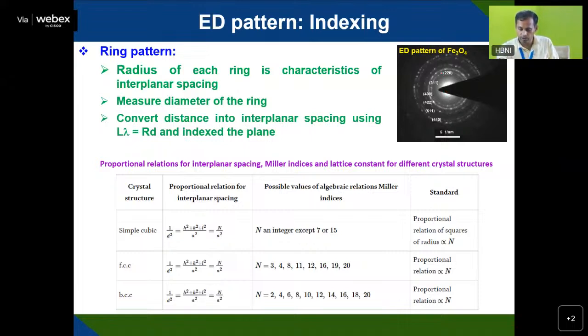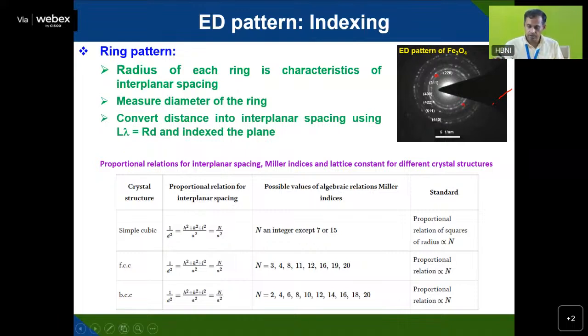Like here is one spot, here a red spot, here a white spot, and the corresponding opposite spot is somewhere here. Then you can draw the line from this to this, divide by 2 to get the radius, and then with the camera length L you can find out the index of that structure.